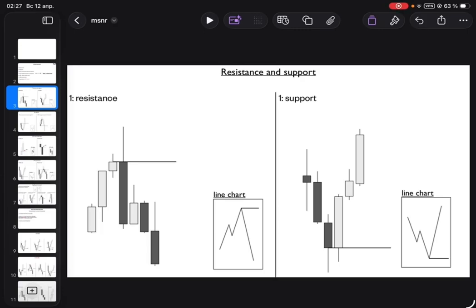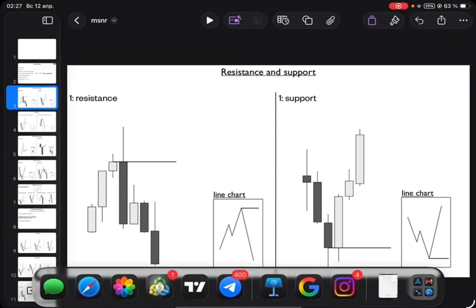First of all, you need to understand that these resistance and support zones are actually a trap invented by market makers. If you don't know how to use these zones correctly, you will never be able to make a profit. Let's take a look at this together using a real chart.